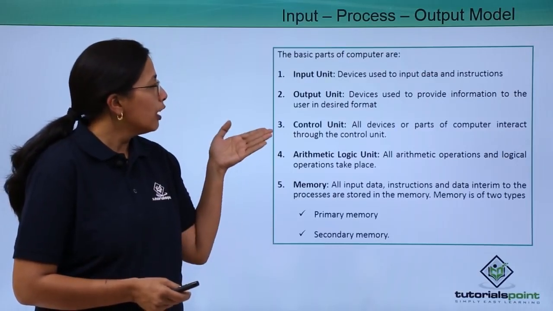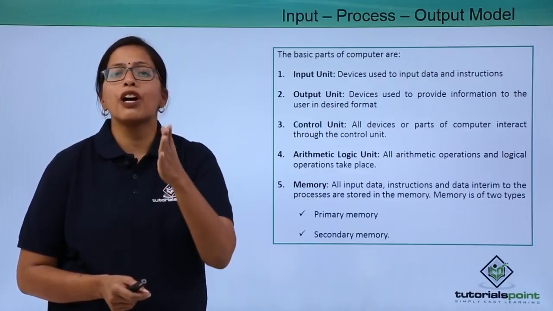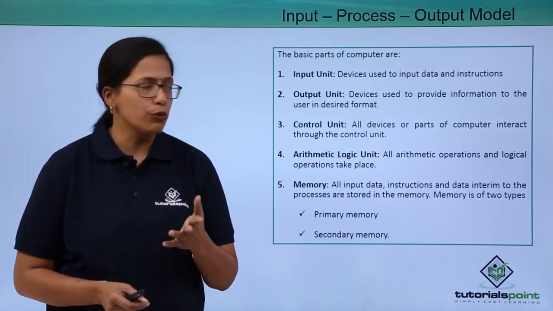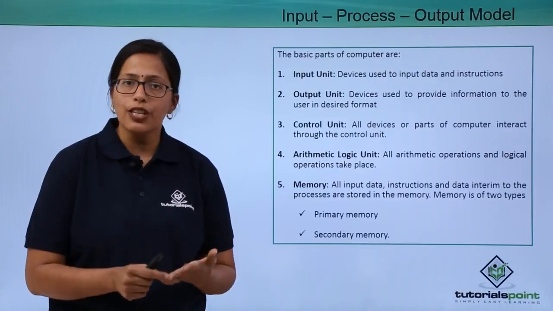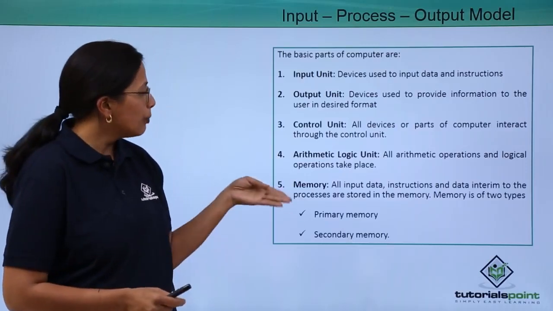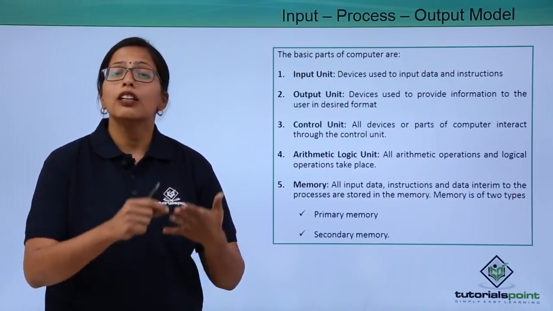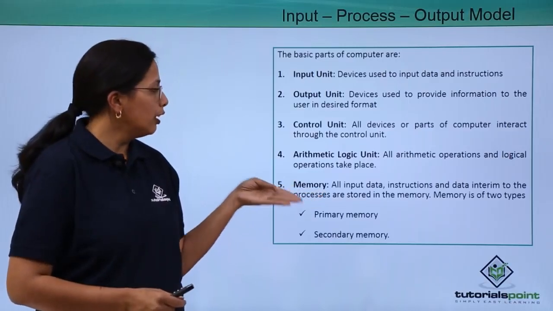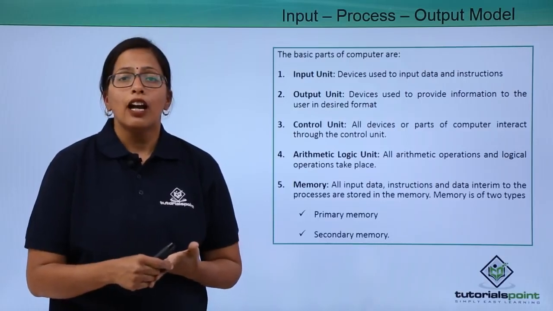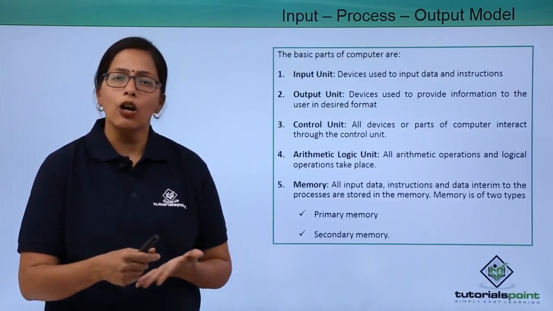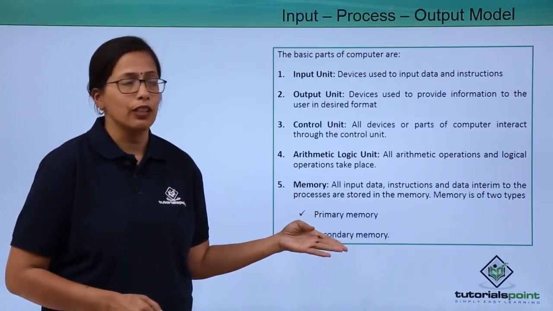The control unit is collaborating with all the devices and it controls the function of all the parts of the computer. The arithmetic logic unit carries out all the arithmetic operations and logical comparisons. The memory, all the input data, instructions, output, the interim data is stored in the memory unit. And finally, the output unit. The devices that are used to give us output are the output unit. The memory is of two types: primary memory and secondary memory.